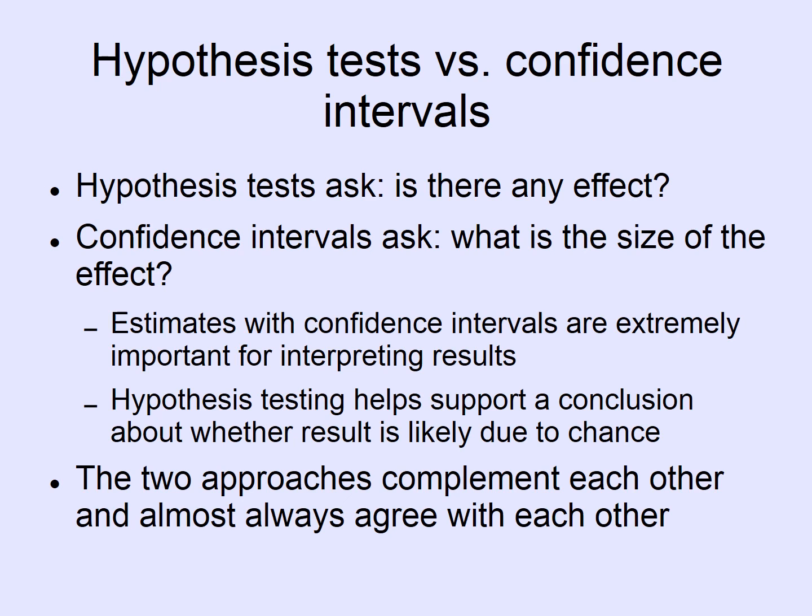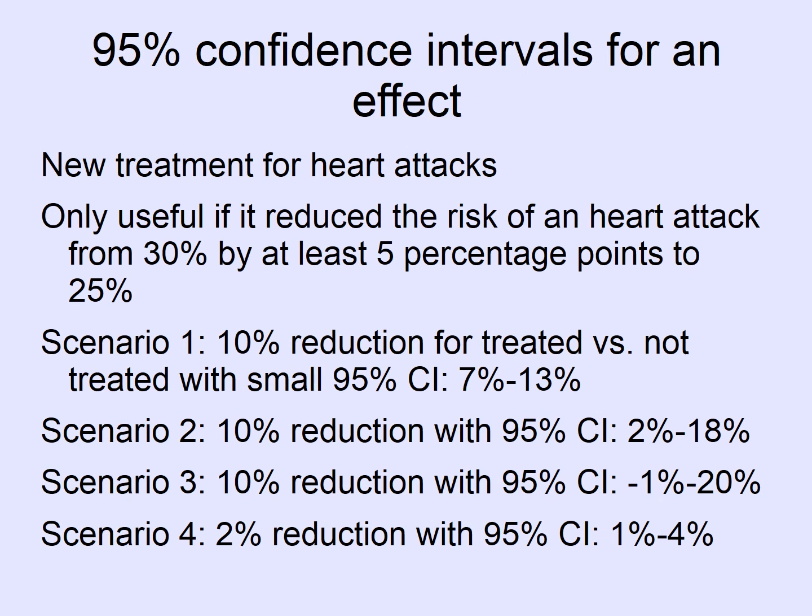As an example, let's look at this next slide. In this case, I just want to look at some general approaches to confidence intervals around a difference between two groups and what that can tell us. And this is not looking at p-values at all, okay? Heart attacks. You've got a new treatment for heart attacks. You only consider it useful if it reduces heart attack risk from 30% to 25%. So you need a mean reduction of at least 5%.